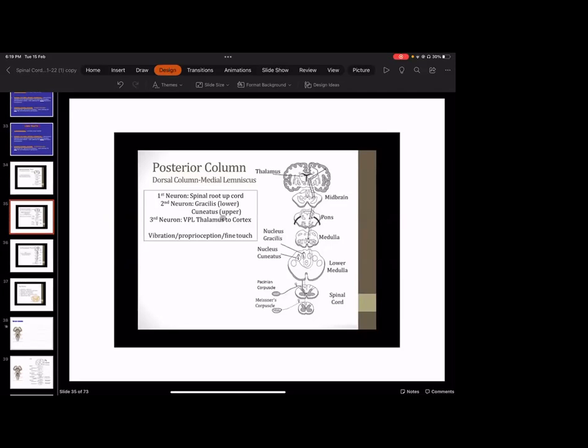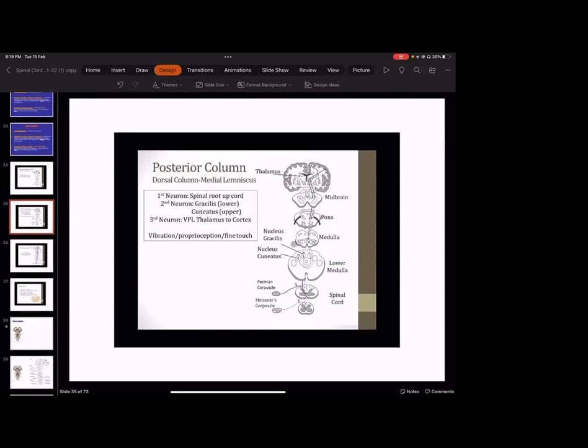Now going on to the posterior column, again it's going to be three neurons: the first, second, and third order. They collect information from the pacinian and meissner corpuscles. They are not going to cross at the level of the spinal cord; they cross at the level of the lower medulla. From the lower medulla, they go all the way to the VPL of the thalamus, and from there to the cortex.